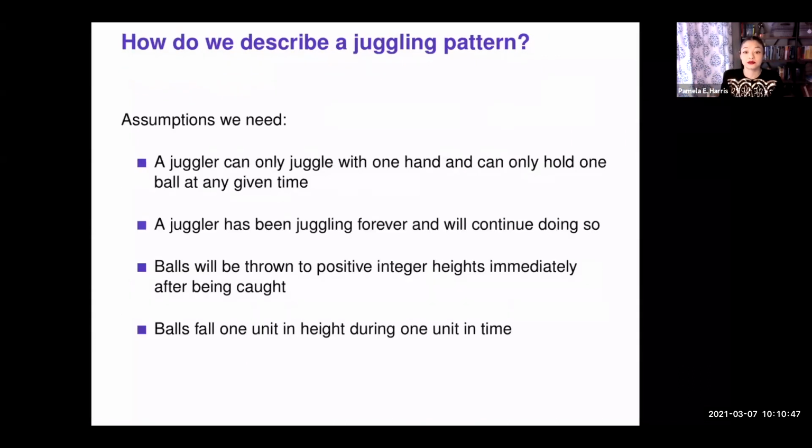So we got to set some ground rules. Of course, juggling is not a discrete thing. I get it, my friends, but if we're going to make any sense of anything, we're going to have to put on some restrictions, and I'm going to make juggling a discrete skill. So here's the assumptions we need.